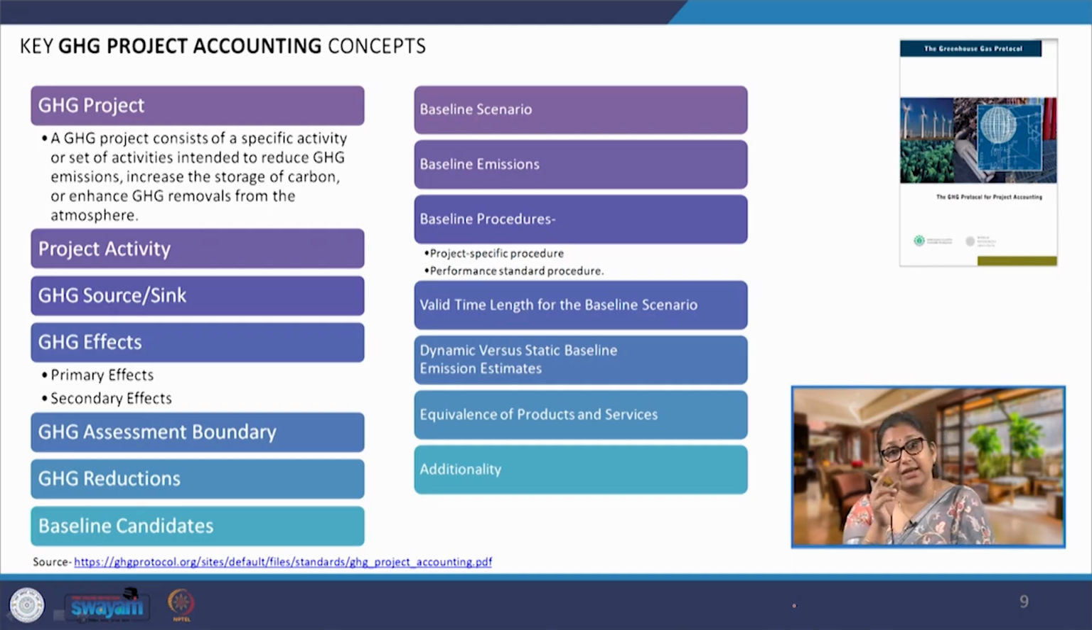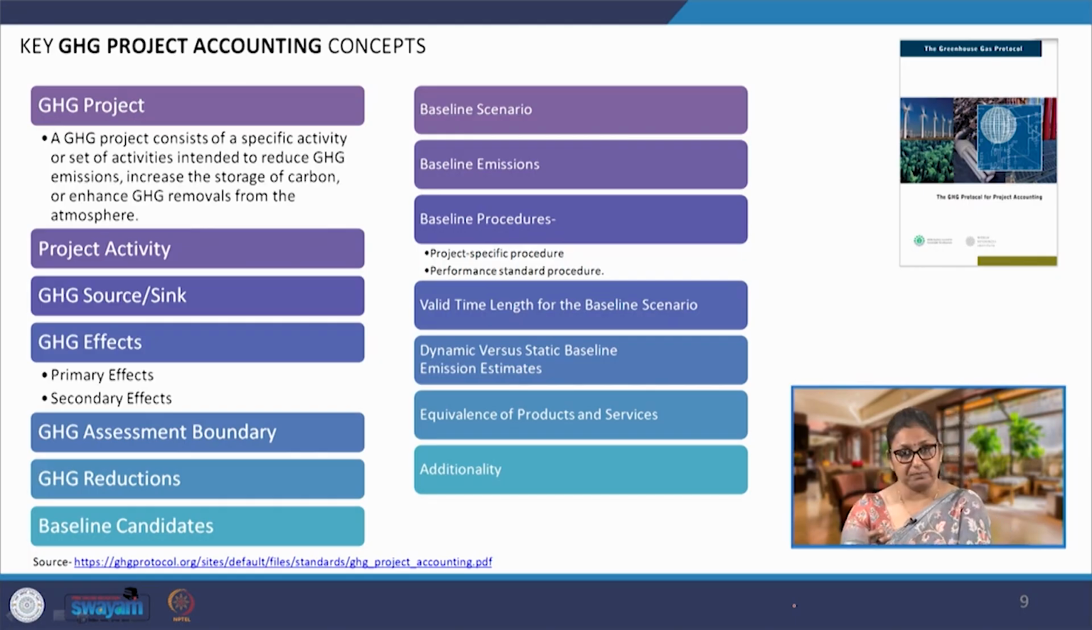And then once we have identified those sources and sinks, we will also calculate the GHG effects. What are the primary effects and what are the secondary effects? And then alongside, we will define the GHG assessment boundary. The boundary may be defined along with the GHG project and the project activity, largely almost parallelly. The assessment boundary has to be clearly defined. What is my organizational boundary that I am looking at and what is my operational boundary?